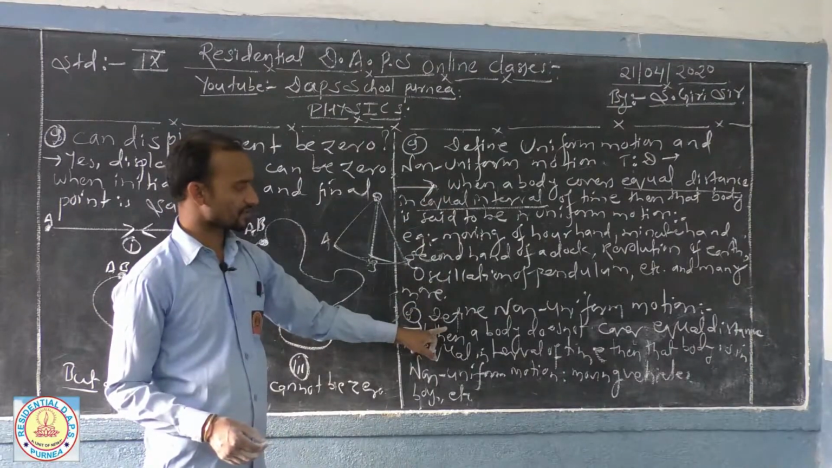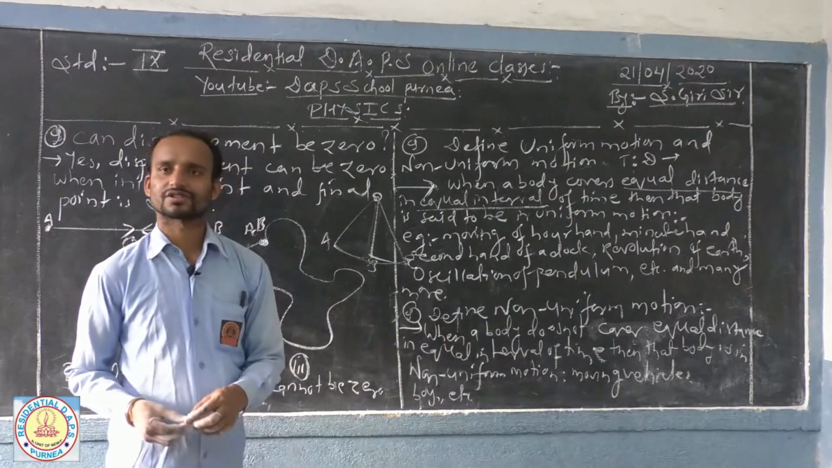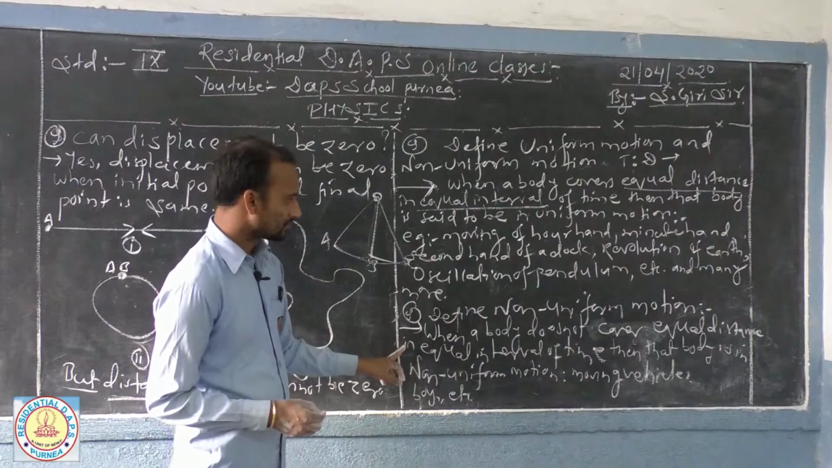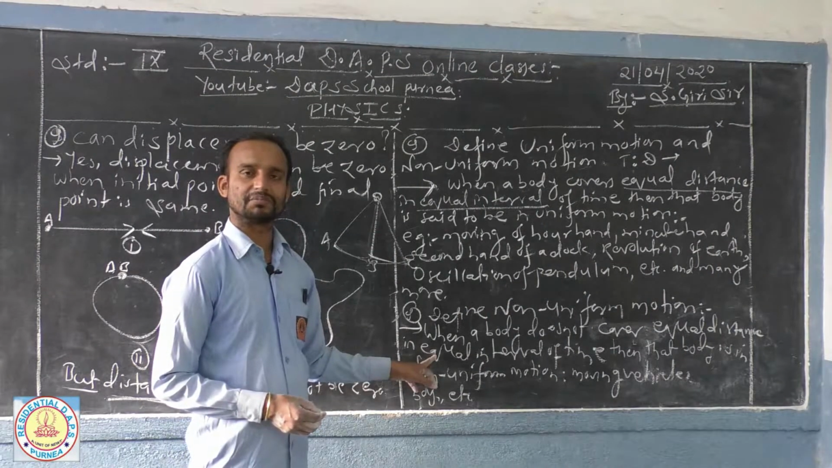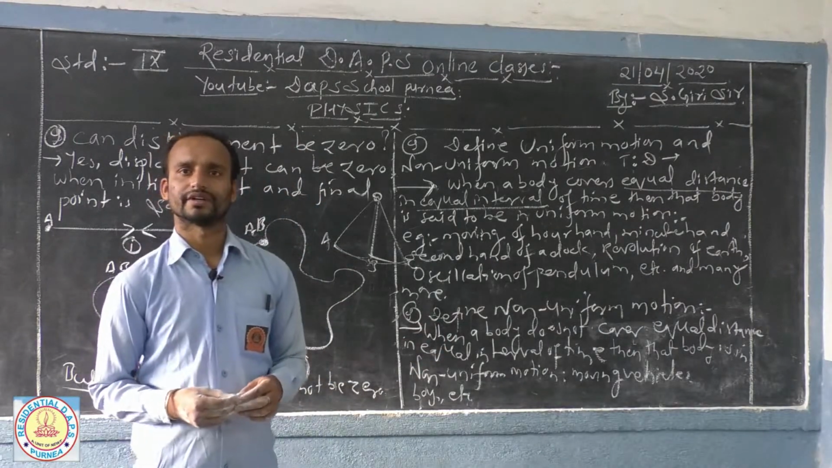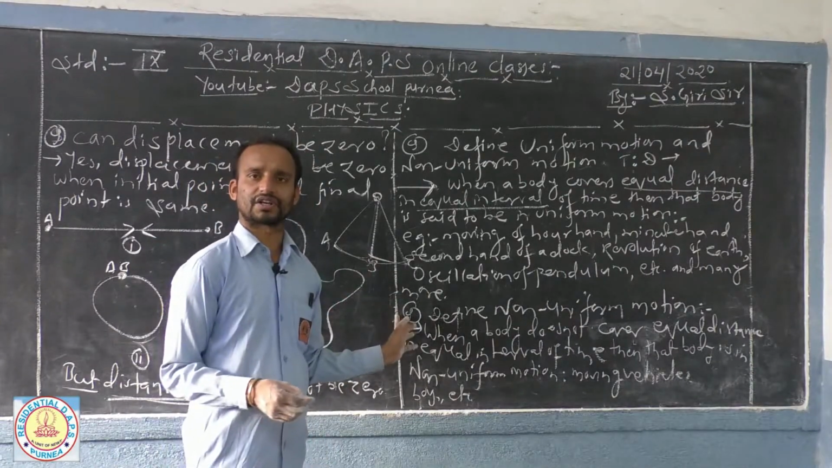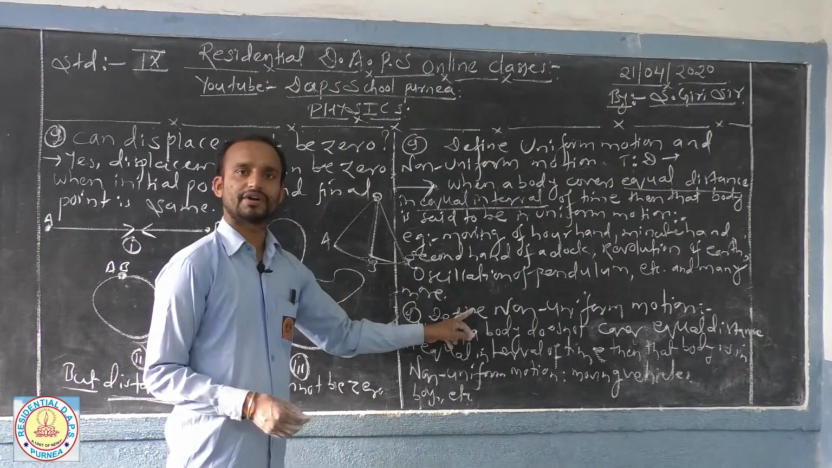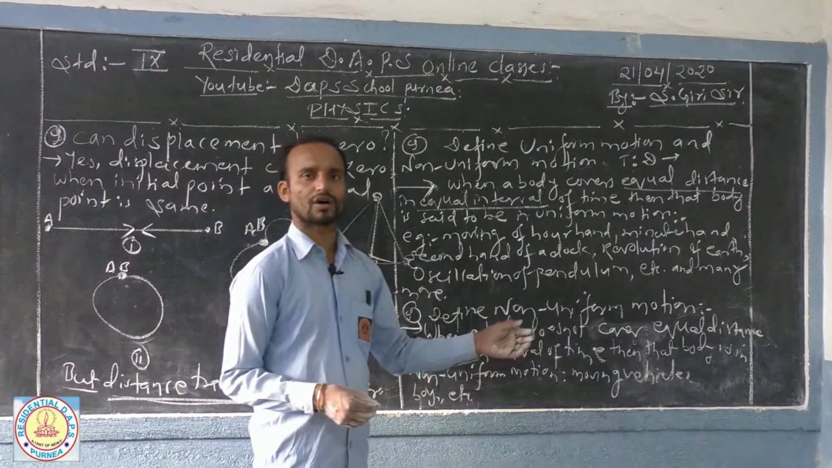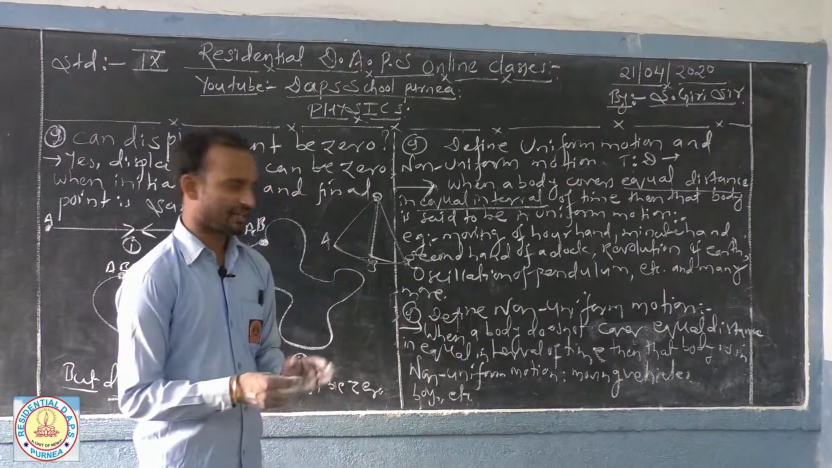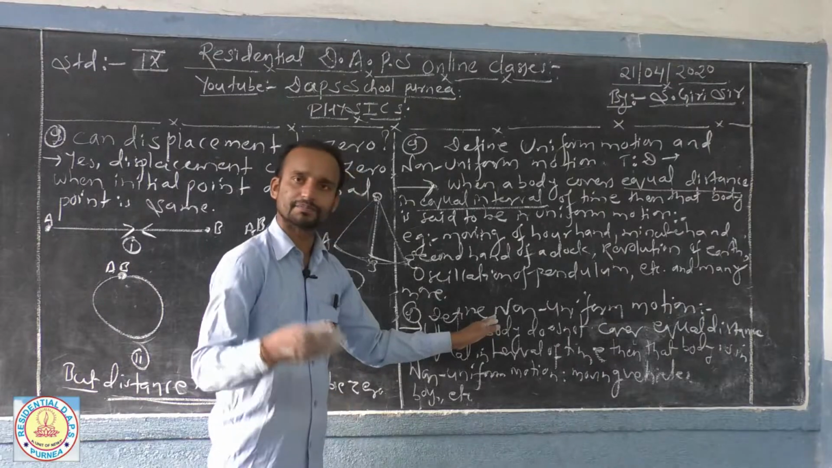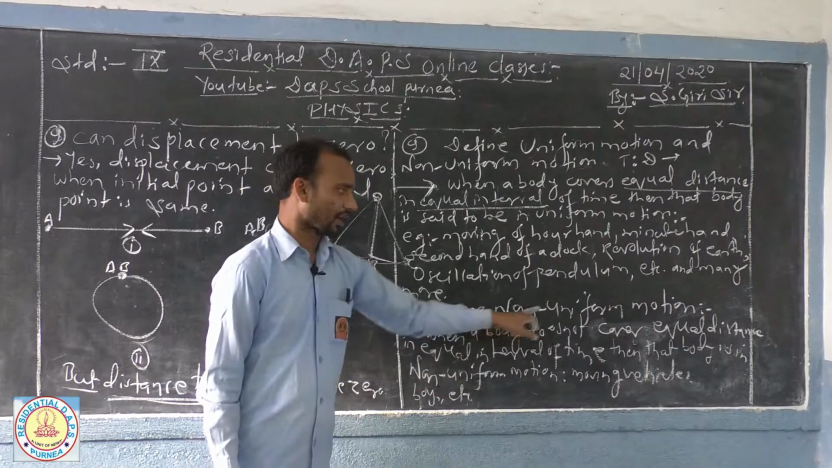Now just opposite to this, non-uniform motion means a body does not cover equal distances in equal intervals of time. Sometimes a body is traveling very fast and sometimes very slow. Suppose for 1 second a body travels 10 meter, and for the next 5 seconds it travels only 1 or 2 meter. It is not traveling in a fixed ratio of time and distance. That kind of moving body is said to exhibit non-uniform motion.